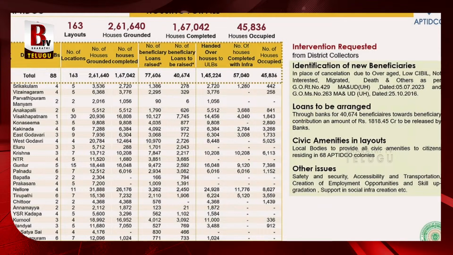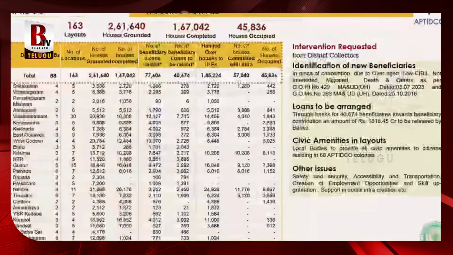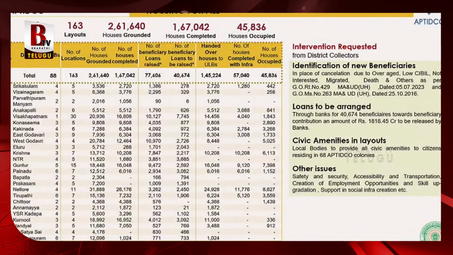Now, the issue before the collectors is that we need to identify new beneficiaries due to overage, low CIBIL, not interested, migrated, death, or others. Kindly follow up on that exercise and see that new beneficiaries are identified as and where such cancellation cases arise. For almost 40,674 beneficiaries, their loan is to be raised, so that we will be able to mobilize 1,818 crores. We request the collectors' intervention and follow-up on that activity also.